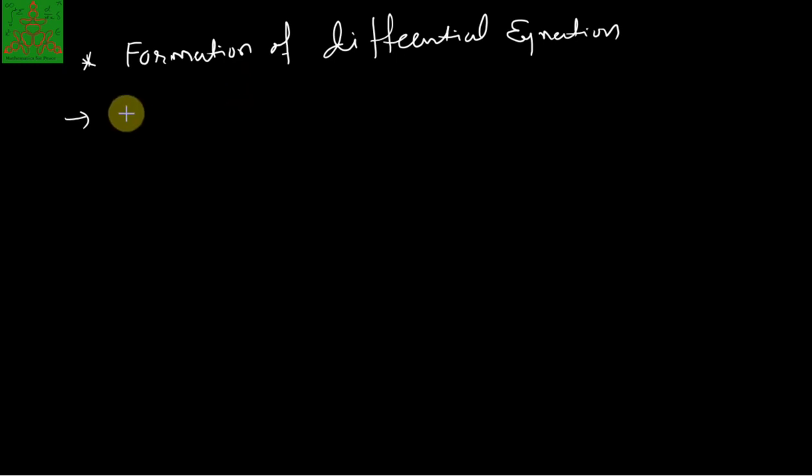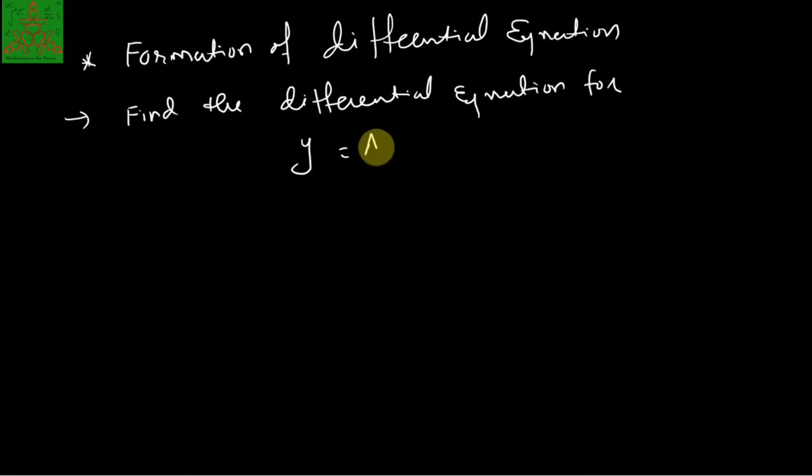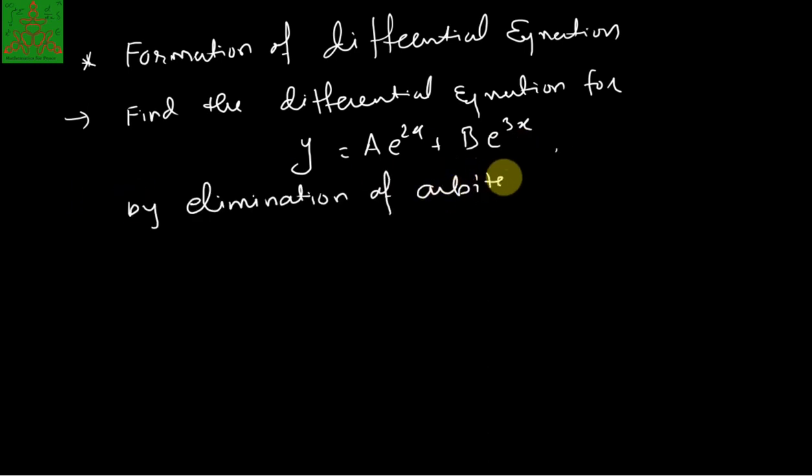So the question is, find the differential equation for y = a e^(2x) + b e^(3x) by eliminating the arbitrary constants. Why are they called arbitrary constants? Because you can choose any value of a and b. Let's say a is equal to 2, b equal to 3, then that is also a solution for some differential equation. So that's why they are known as arbitrary constants.